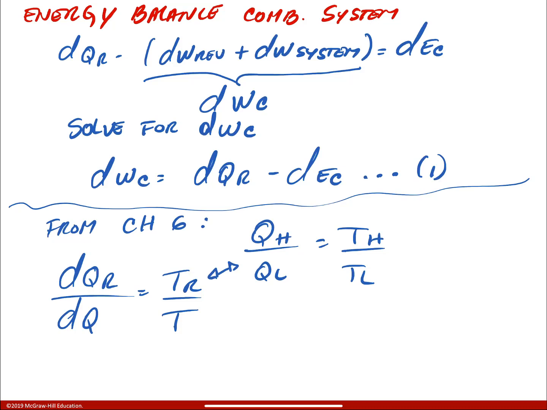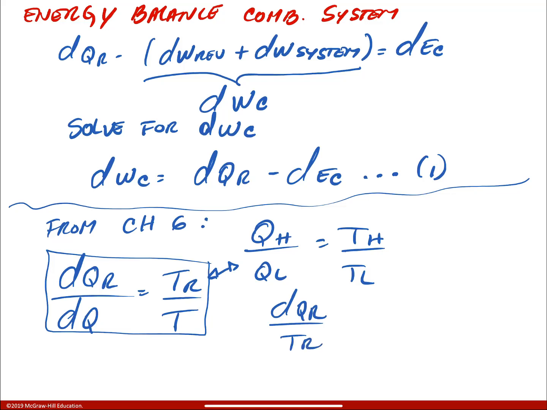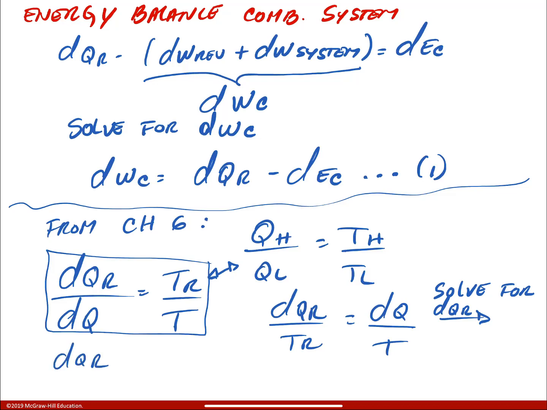I'm going to solve this equation a little bit more, and I'm going to say that dQR over TR equals dQ over T. And now what I want to do is solve that equation for dQR, and what I'm getting right now is dQR equals TR multiplied by dQ over T. And this equation is going to be named 2.